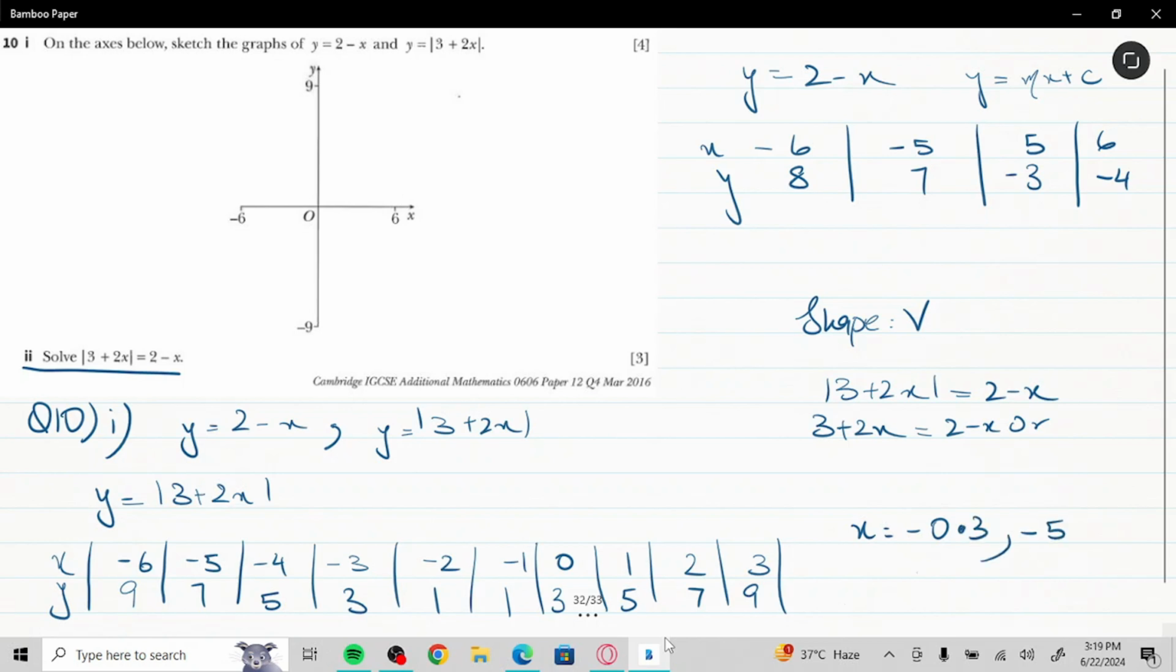Let me just check these values. And yes, I'm correct. Negative 1/3. Yes, so that's it. This is for part 2. We have the two x values, and I hope you enjoyed this lecture. And I will meet you in chapter 2.